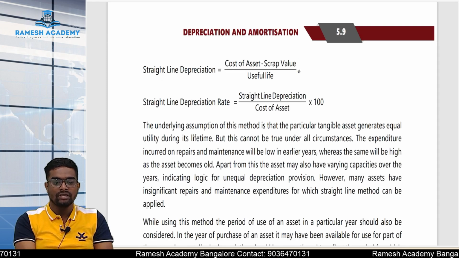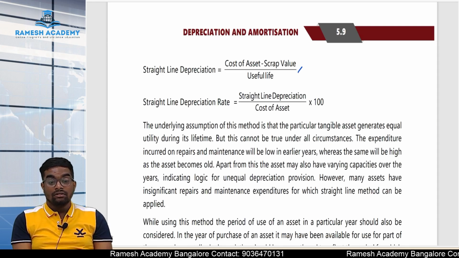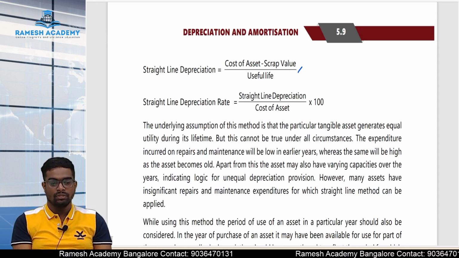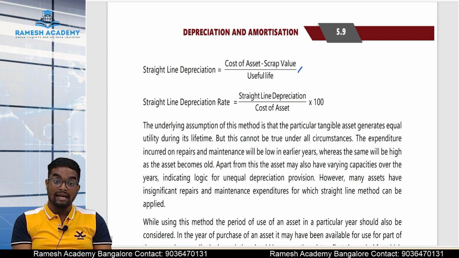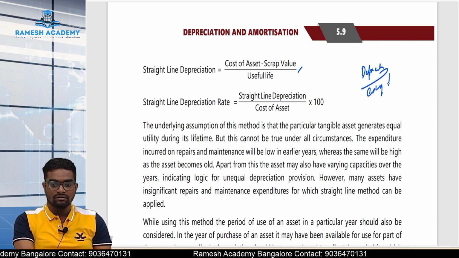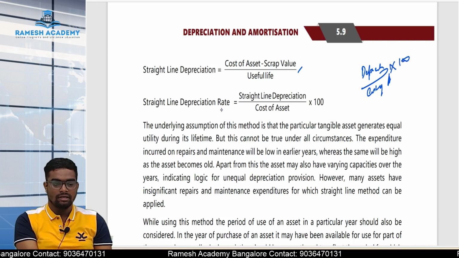Now, how do we calculate? Cost of asset minus scrap value or the residual value divided by the useful life, you will get the depreciation. So what is the rate of depreciation? The depreciation which you calculated above divided by cost of asset into 100, you will get the rate of depreciation.